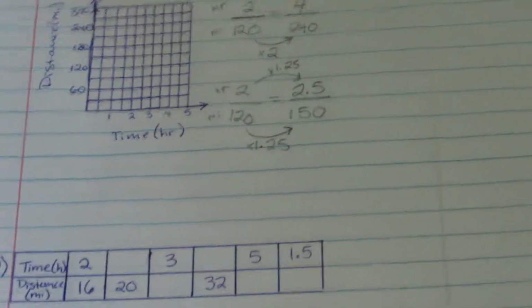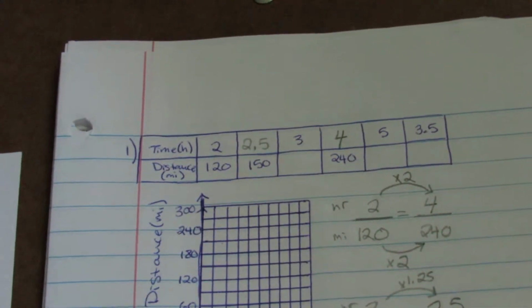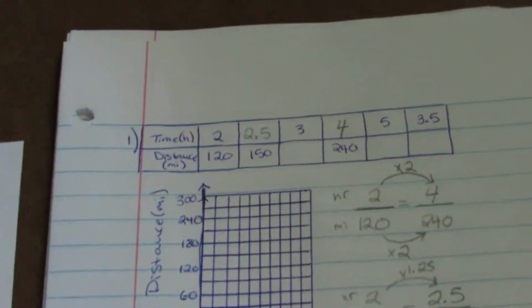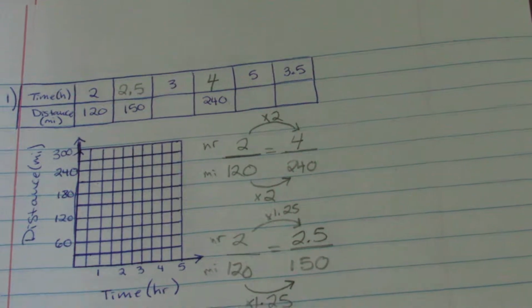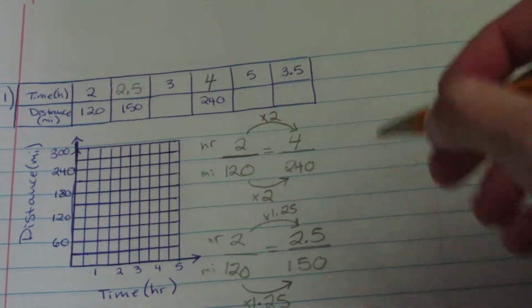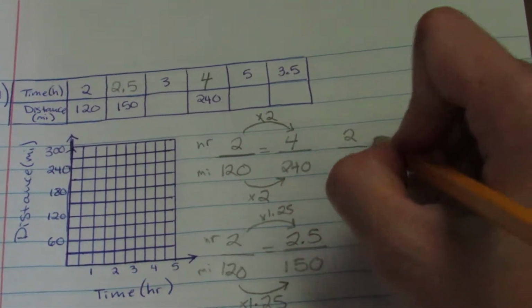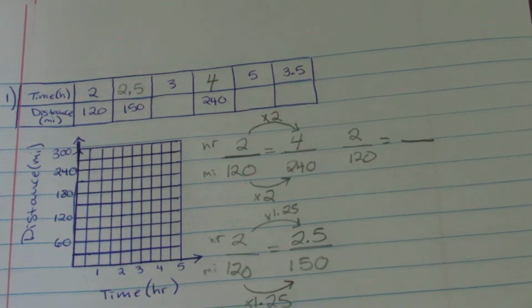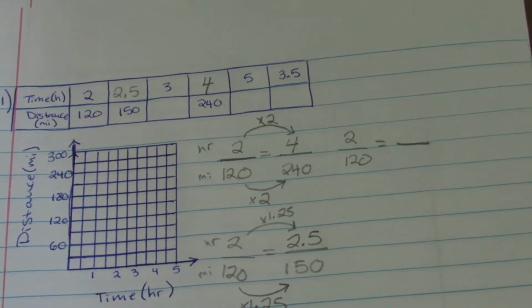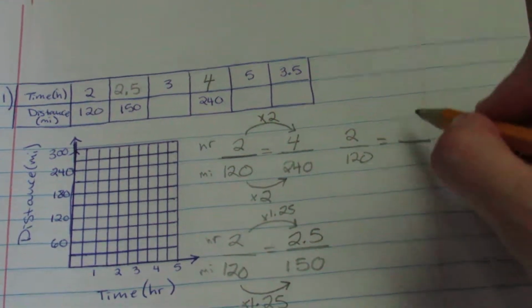So those were my first two ratios. The ratios for 2.5 hours and then 150 miles, and then 4 hours for 240 miles. Now, I'm going to set up the next ratio. Whenever you do these, I want you to be neat, okay? So I can use the same ratio. So 2 over 120 is equal to my blank ratio. Now, we have said that 2 represents my hours and 120 represents my miles. So I'm going to solve for my next ratio.